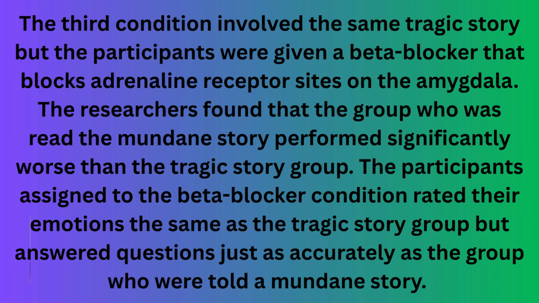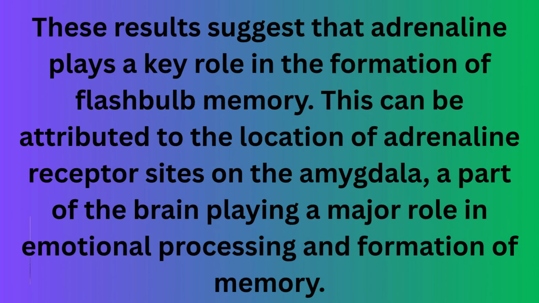The researchers found that the group who was read the mundane story performed significantly worse than the tragic story group. The participants assigned to the beta blocker condition rated their emotions the same as the tragic story group, but answered questions just as accurately as the group who were told a mundane story. These results suggest that adrenaline plays a key role in the formation of flashbulb memory. This can be attributed to the location of adrenal receptor sites on the amygdala, a part of the brain playing a major role in emotional processing and formation of memory.